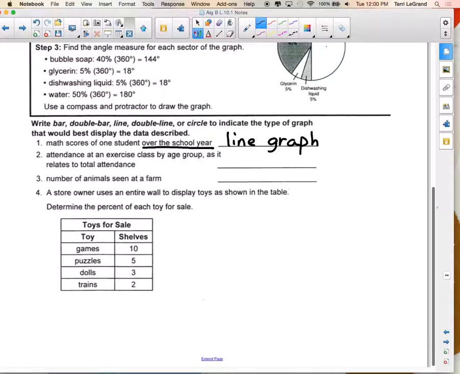Okay. There's some key words in here, you guys, that you're missing. It says total attendance. As it relates to total attendance. So think pie. The whole picture, as it relates to the whole picture. So attendance at an exercise class by age group. So there might be an age group of, let's say, 15 to 20-year-olds.